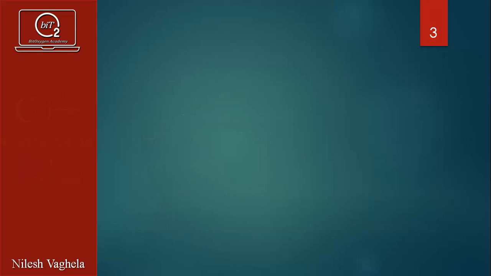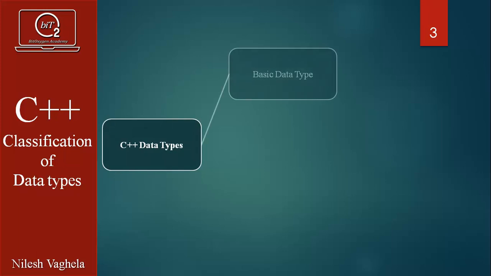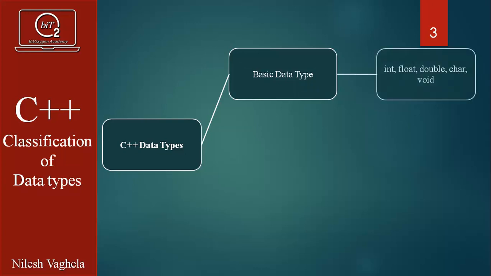Now if we want to classify data types, C++ data types are classified three ways. The first way is basic data types. These are also known as primary data types. This includes integer, float, double, character and void. These are the primary data types that we have in our programming.